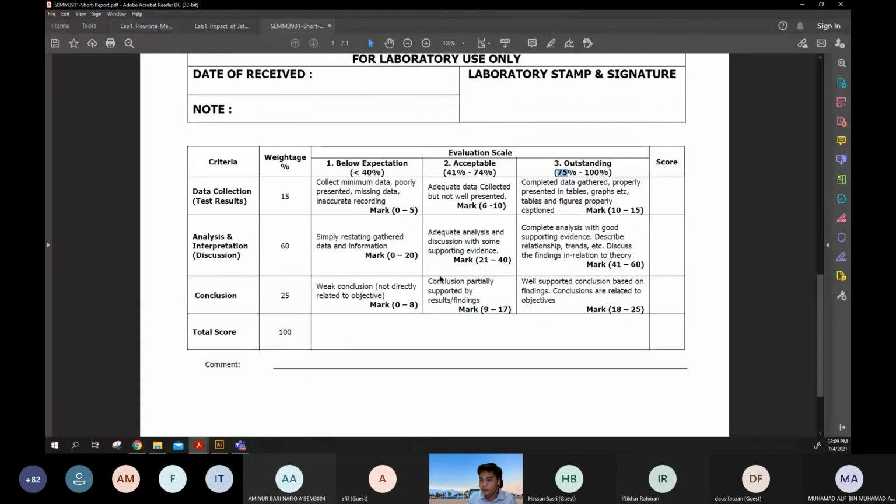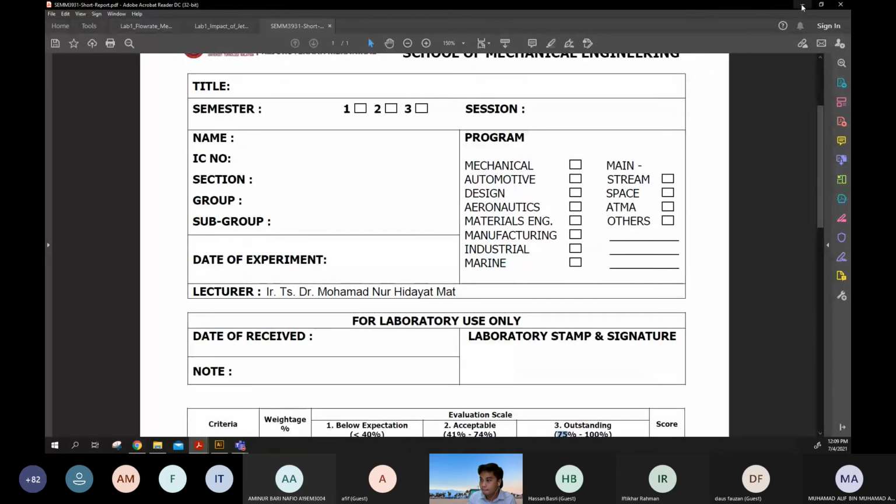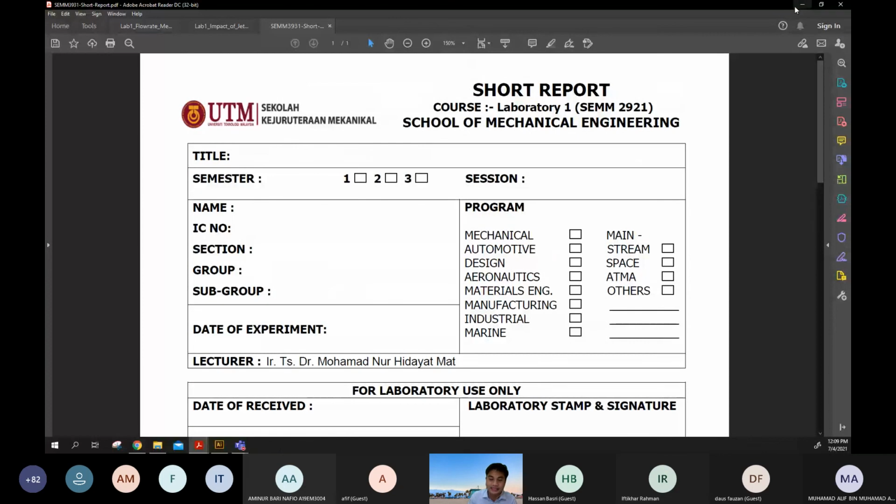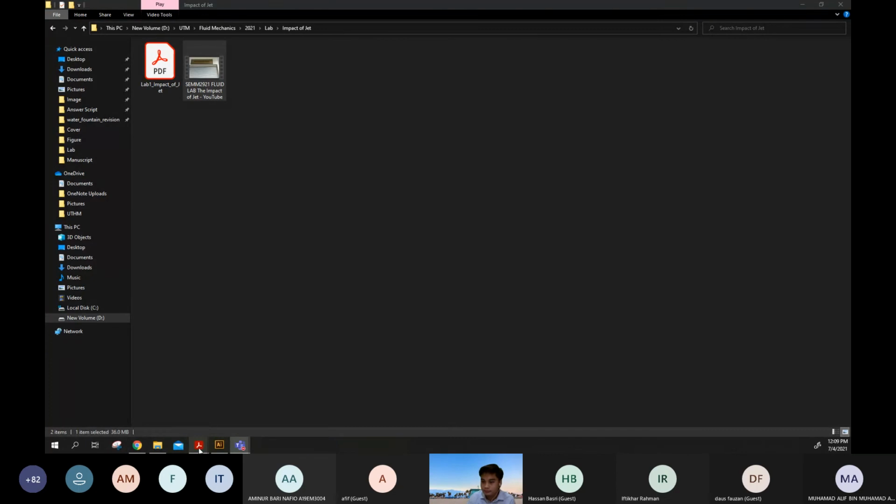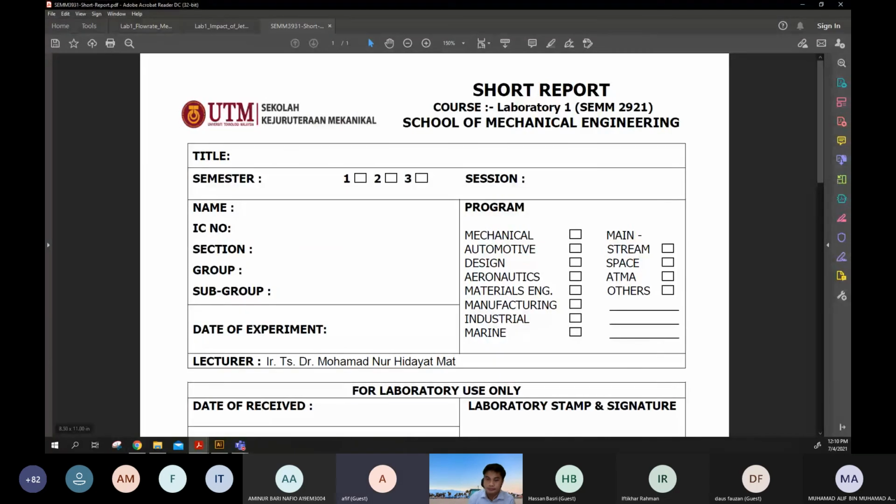Okay. So far, are you clear about this? Okay, the submission deadline. I give you 1 week, 7 days to complete the submission for 2 reports. Normally for the short report, only 24 hours, 1 day. But I give you a hefty amount of time, 7 days, and submit to the lab instructor. Okay, everyone? Okay, Doctor.